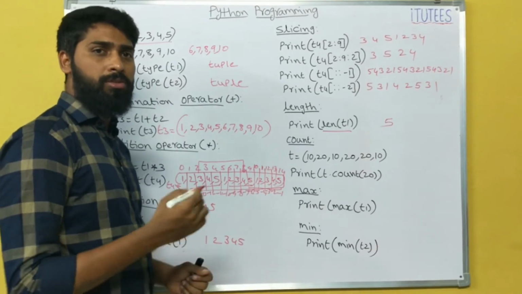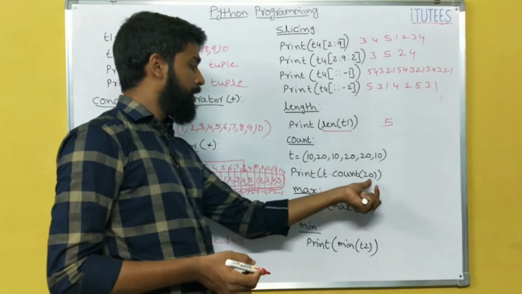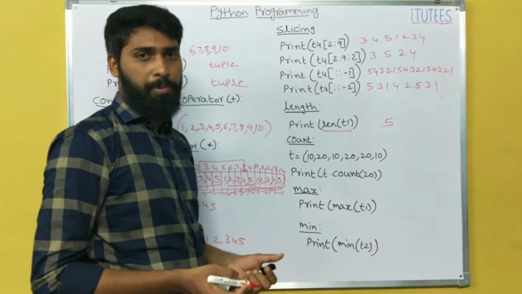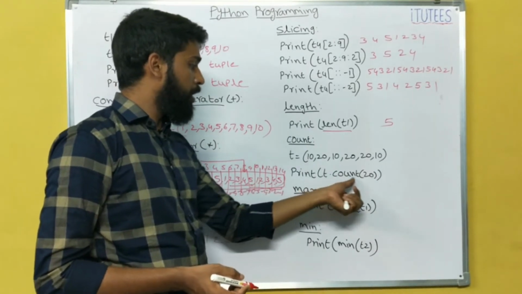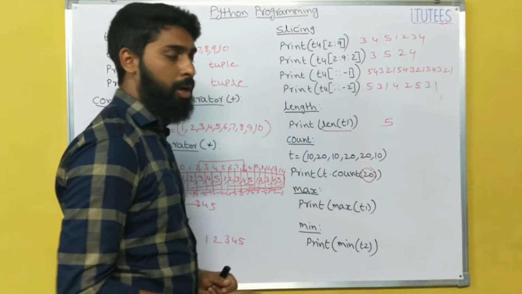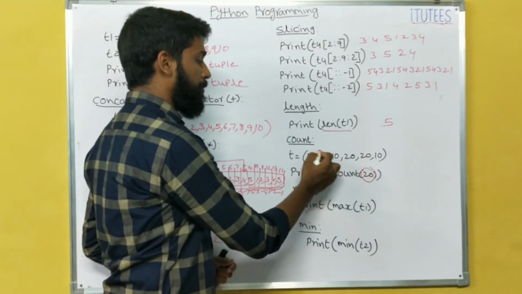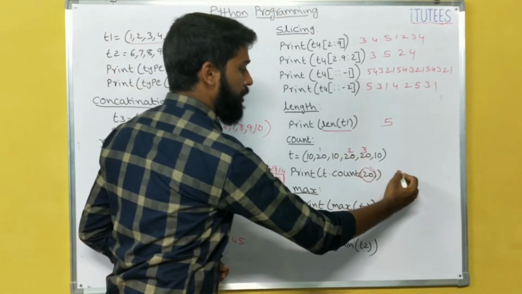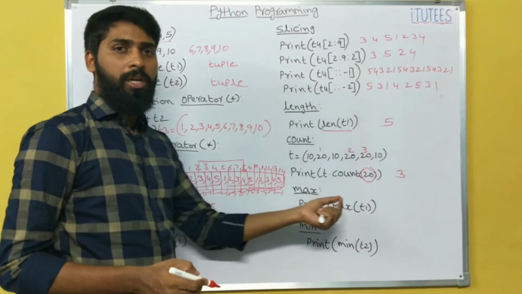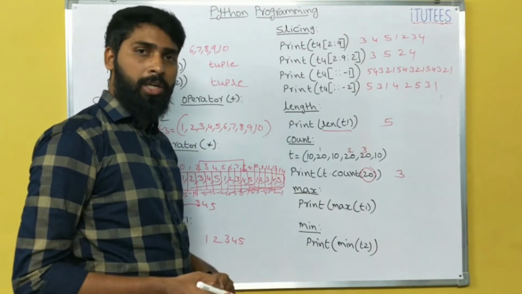So count. The count function is used to find how many times an element is in the tuple. So this is the count, T dot count of 20. That means I want to know how many times 20 is in this tuple. 1, 2, 3. It returns 3. It counts how many times the element is in the tuple.